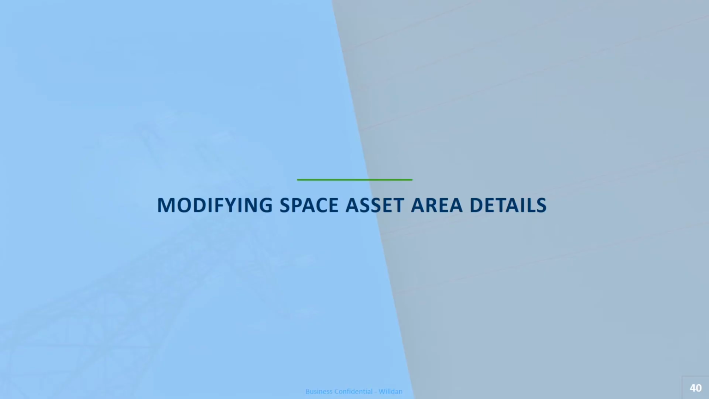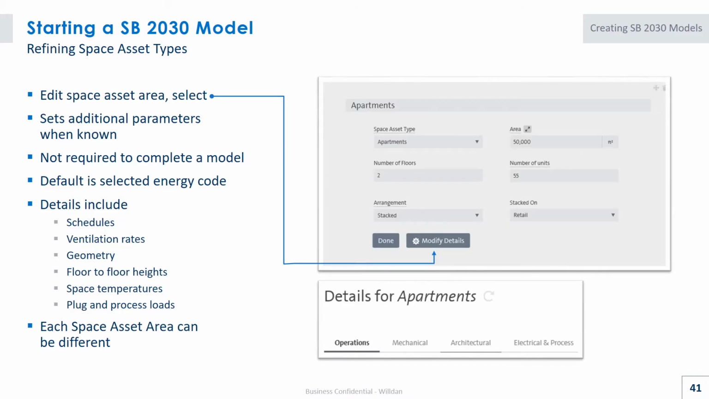You can also do a detailed edit on modifying the space asset area details if you've enabled that detailed mode. So to do that, there's a button called Modify Details. It will allow you to set additional parameters. You don't need to do this to create a model and to create a reasonably accurate model. But if you do have a building that has a particularly high plug load, for instance, it has dehumidification needs, it has something else that is pretty unique for that type of building, you can do this detailed edit.